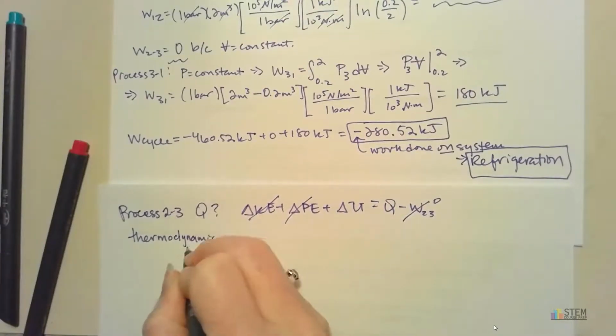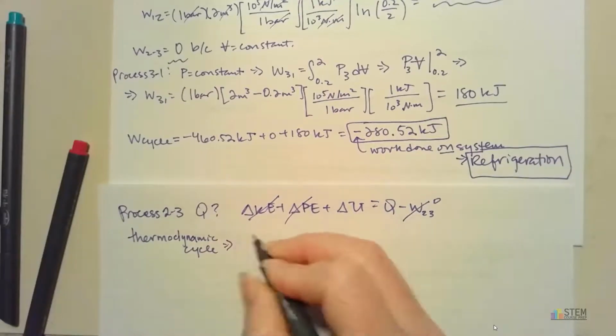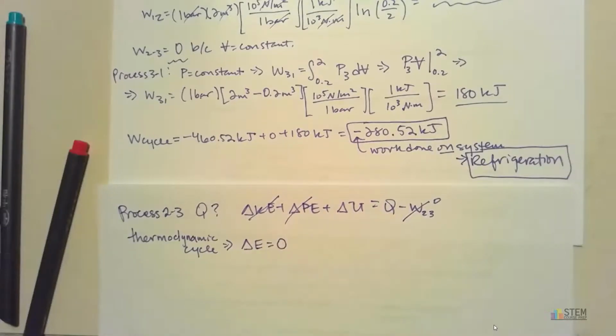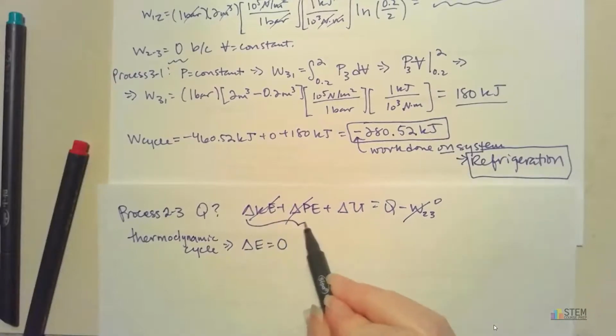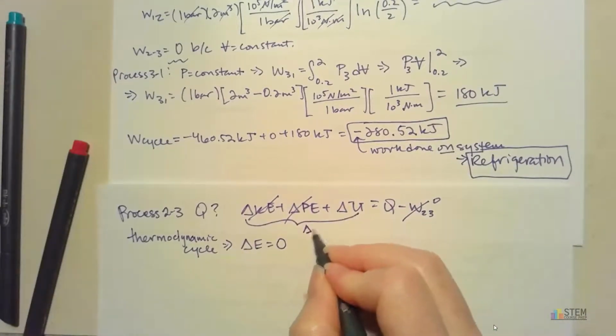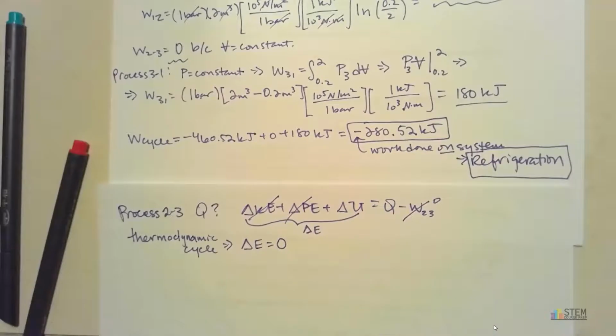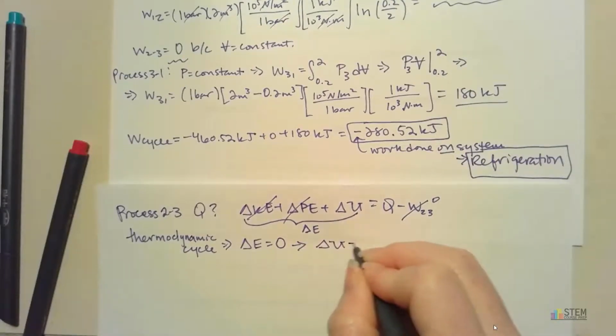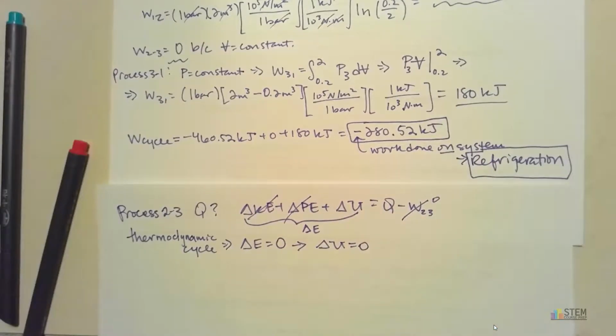Do you remember? So for a thermodynamic cycle, the change in total energy has to be 0. Now this summation here is the change in total energy. So what does that tell us about delta U? That tells us that delta U has to be equal to 0. So that's an important detail. We kind of need to know that.